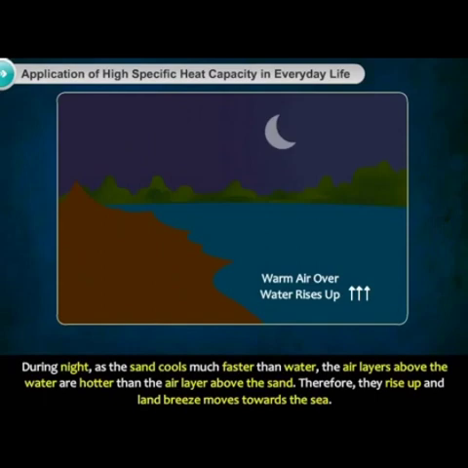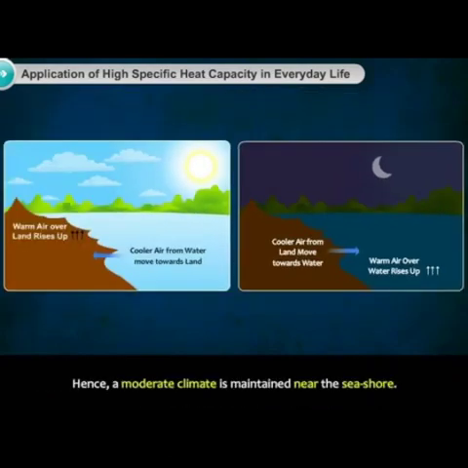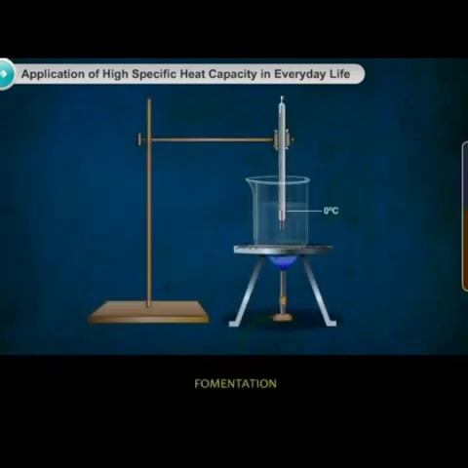During night, as the sand cools much faster than water, the air layers above the water are hotter than the air layer above the sand. Therefore, they rise up and land breeze moves towards the sea. Hence, a moderate climate is maintained near the seashore.